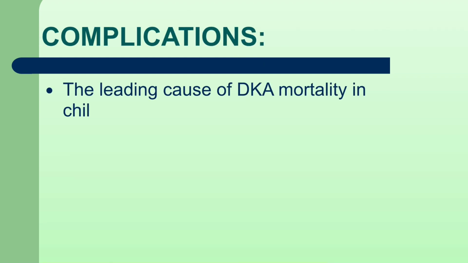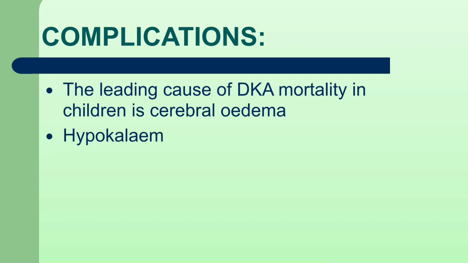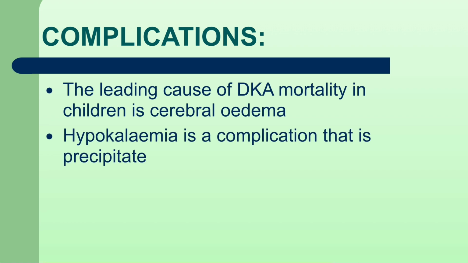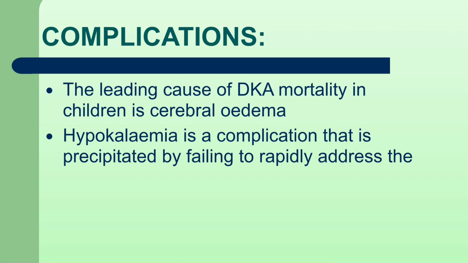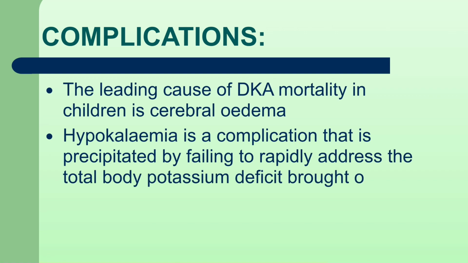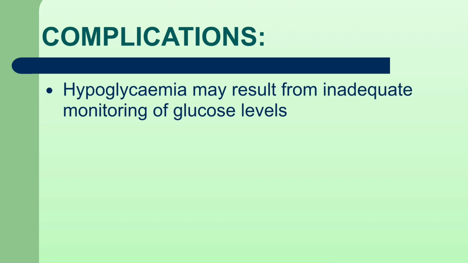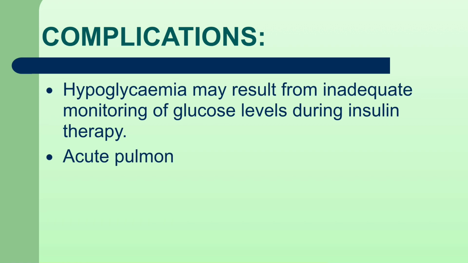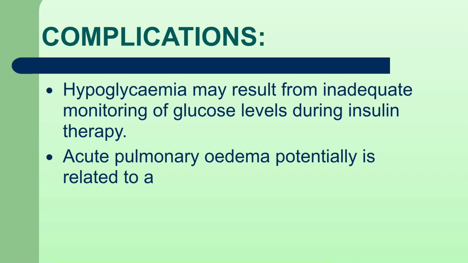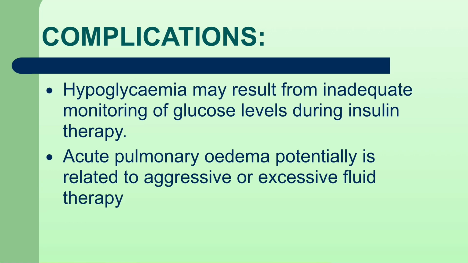Complications. The leading cause of DKA mortality in children is cerebral edema. Hypokalemia is a complication that is precipitated by failing to rapidly address the total body potassium deficit brought out by rehydration. Hypoglycemia may result from inadequate monitoring of glucose levels during insulin therapy. Acute pulmonary edema potentially is related to aggressive or excessive fluid therapy.